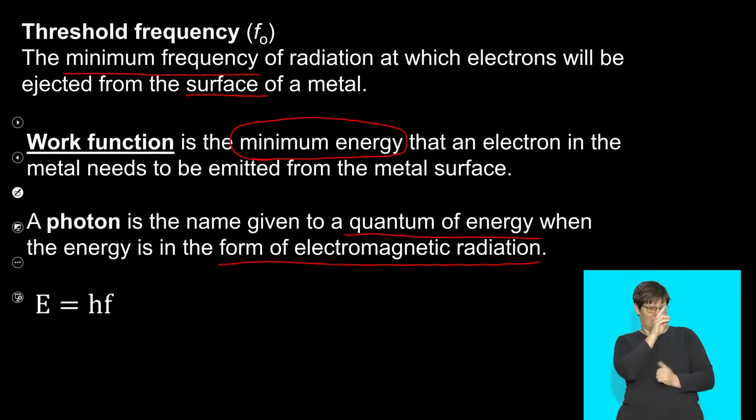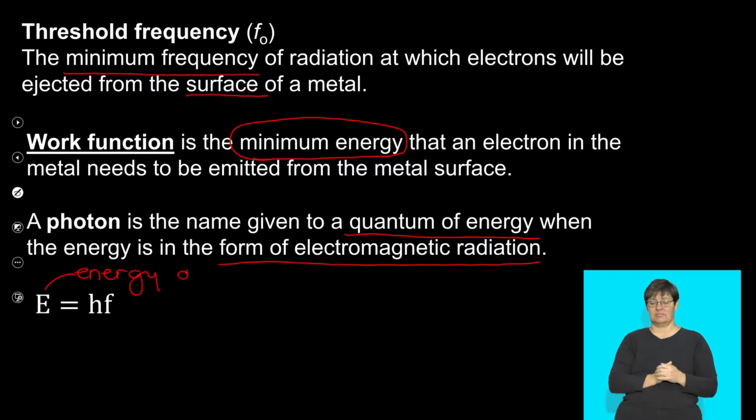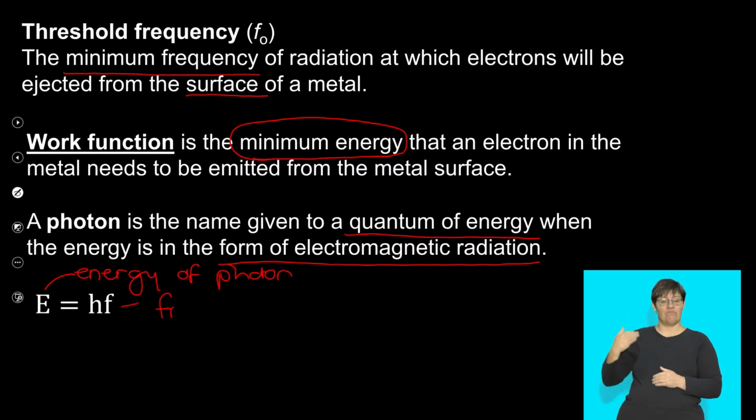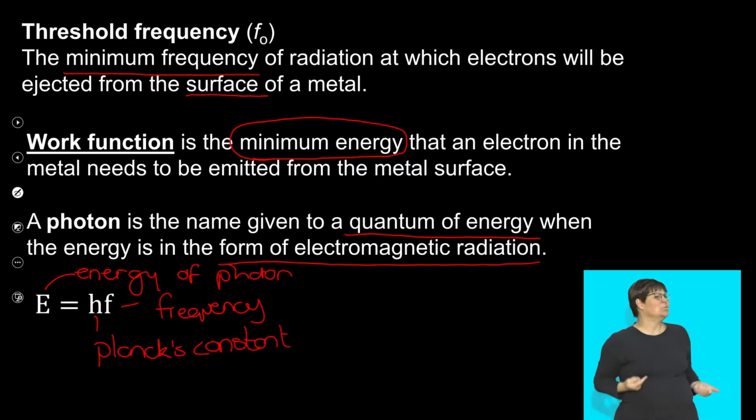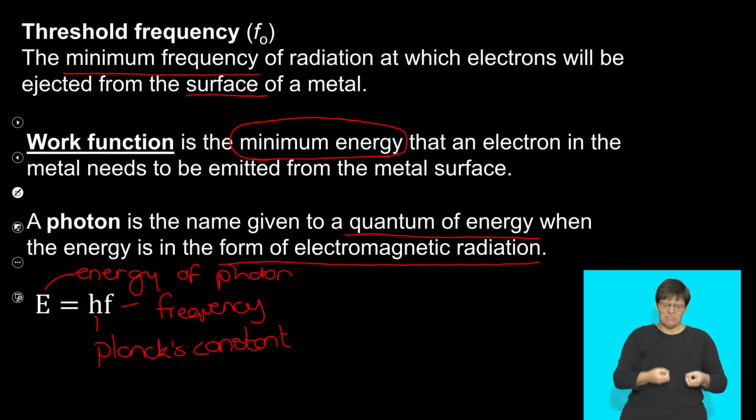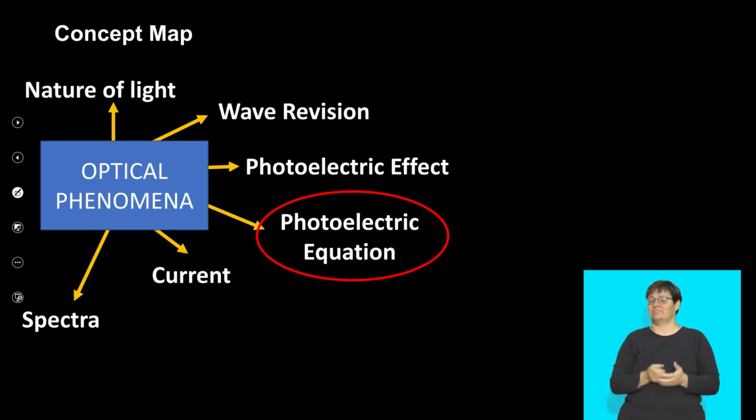We've seen this equation where E equals hf, E being the energy of the photon, f being the frequency, and of course h is Planck's constant. And before you go, but we don't know Planck's constant, it's okay, you don't need to know it, it's given to you. So, let's see how all of this becomes the photoelectric equation.